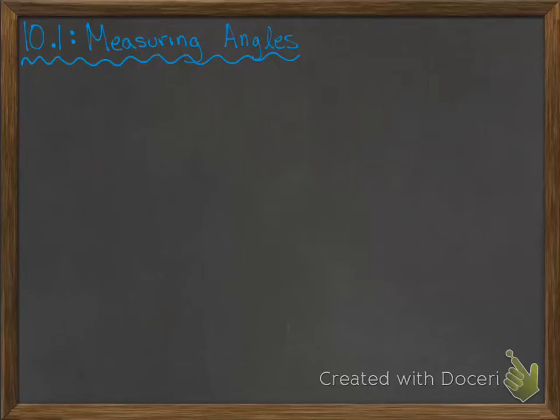Topic 10 is all about angles, and 10.1 is about measuring angles. Part of 10.1 is using a protractor to measure angles. I'm going to skip that for this video just because I don't have a good digital protractor tool to use. So let's go ahead and get started with the actual stuff.